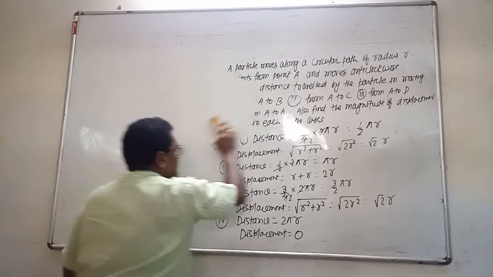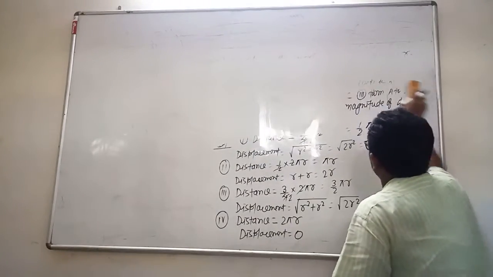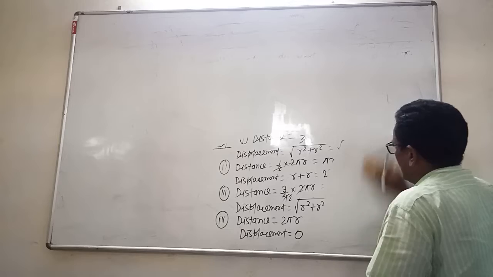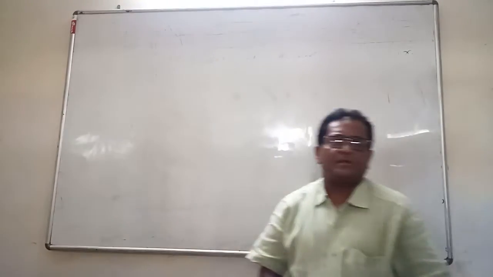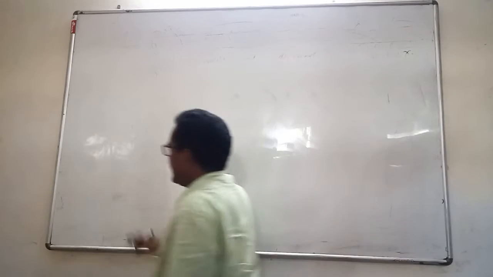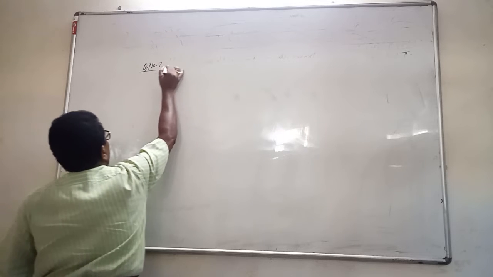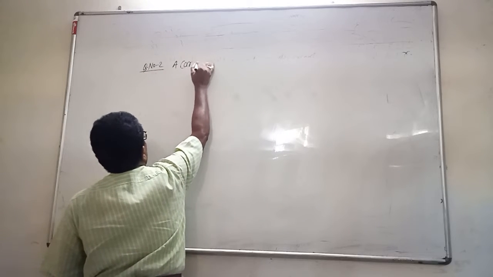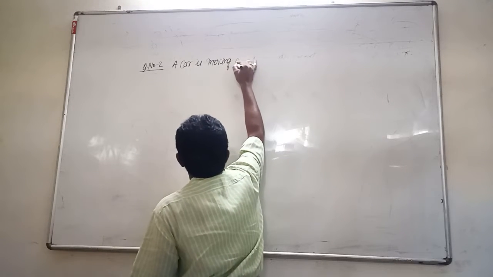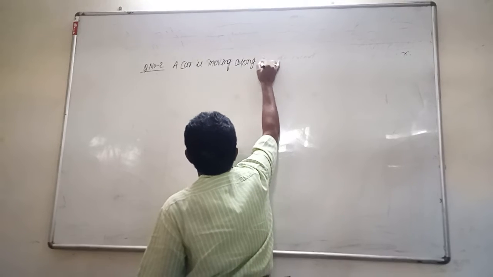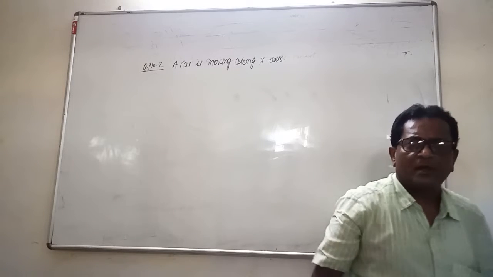So this was our first question, depending on distance and displacement: how to find distance covered and displacement. Now the next question. We will see. The question is: a car is moving along x-axis. Question number 2. A car is moving along x-axis.